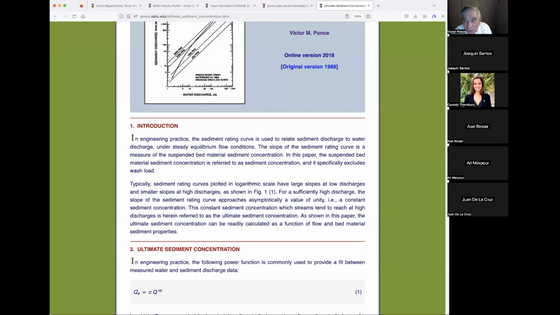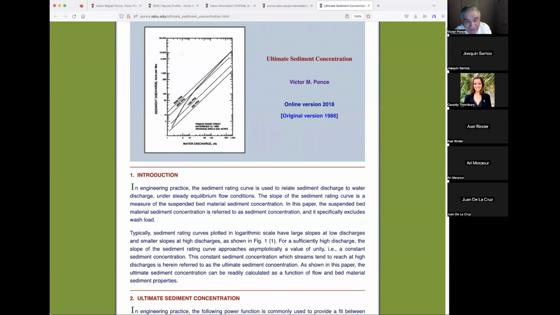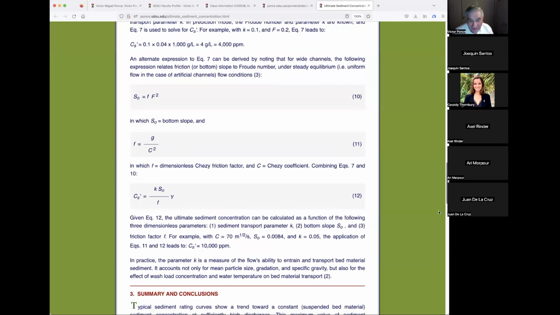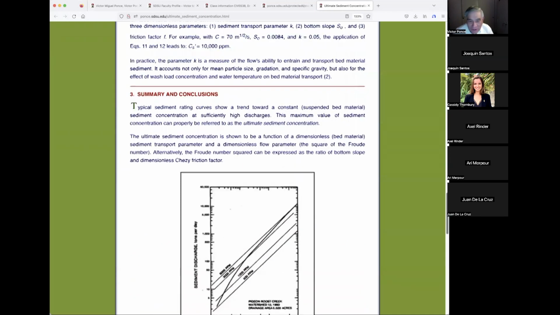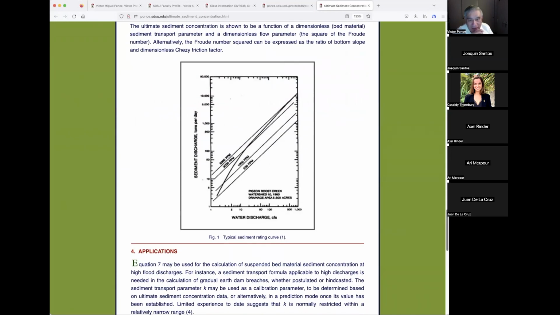And I'm going to say that at this point, because this paper has a bunch of stories, and I'm going to try to tell you most of the stories about this paper, okay? The first story is that I did not invent this chart over here. How interesting, it's not colored. It must be that I didn't do it. But this is a typical sediment rating curve in Pigeon Roost Creek, watershed 10, 1960. Exactly where it is, I don't know. I did not develop this graph. I copied it. Where did I copy it from?